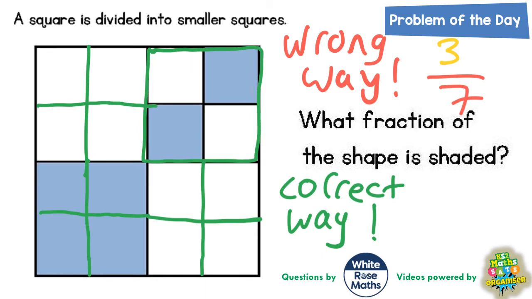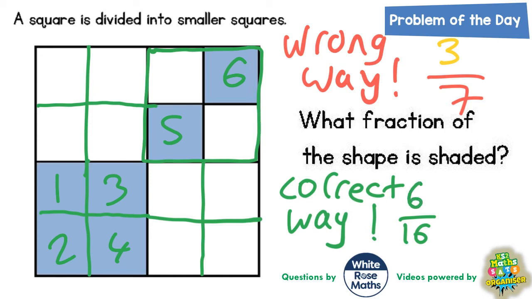Now what we've got now is a 4x4 square. So there's 4 rows of 4, which means there is 16 smaller squares. So it's going to be out of 16. If we count how many of the smaller squares are actually shaded, that's 1, 2, 3, 4, 5, 6. So our final answer is 6 out of 16. Well, that's actually not quite the final answer.